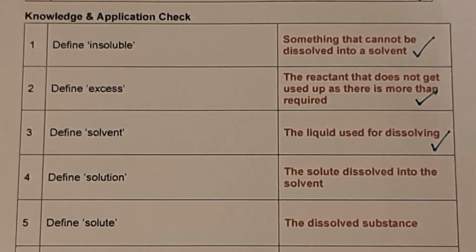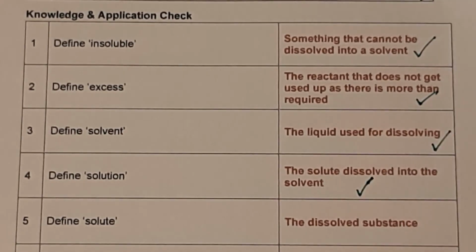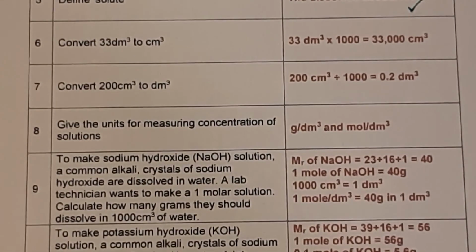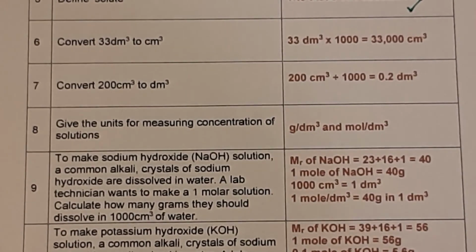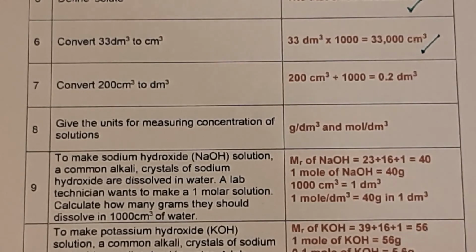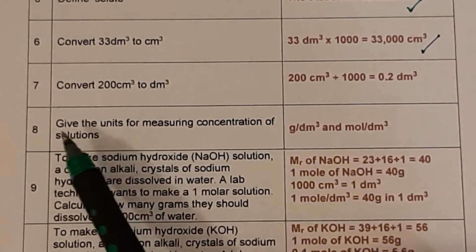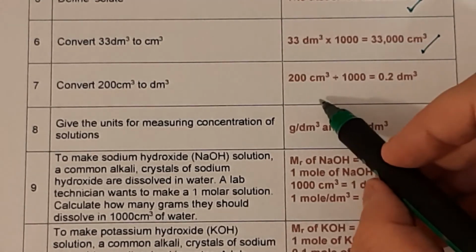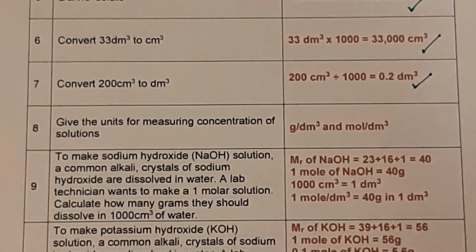Question 4, define solution. So that's the solute dissolved into the solvent. Question 5, define solute. So that is the dissolved substance, or the substance to be dissolved. Question 6, convert 33 decameters cubed to centimeters cubed. So multiply it by 100 to get 33,000 centimeters cubed. Question 7, convert 200 centimeters cubed to decameter cubed. So this time we're going to divide it by 1,000 to give us 0.2 decameters cubed.